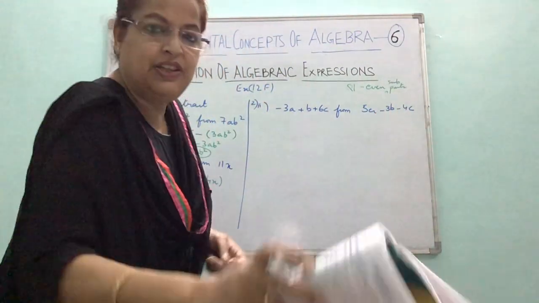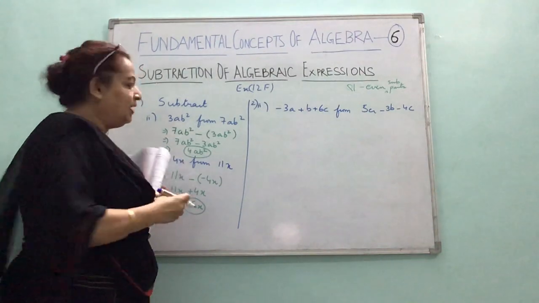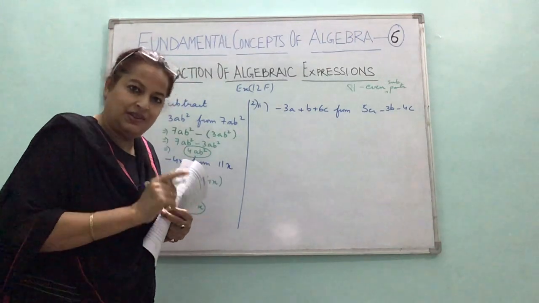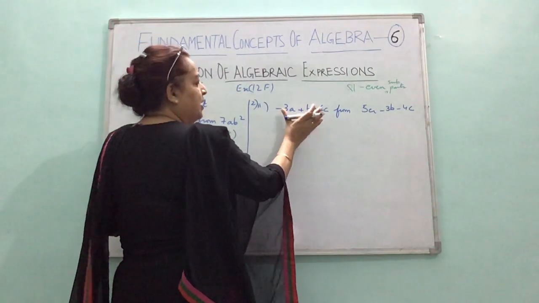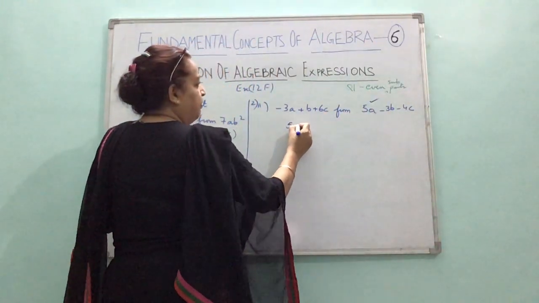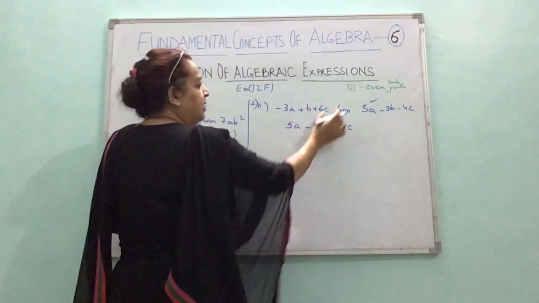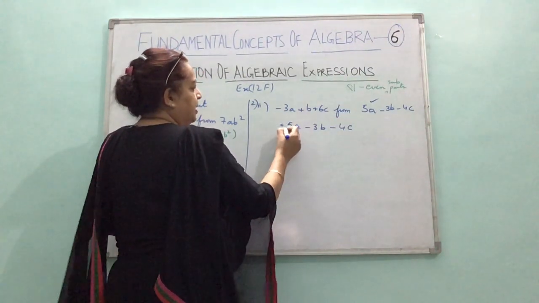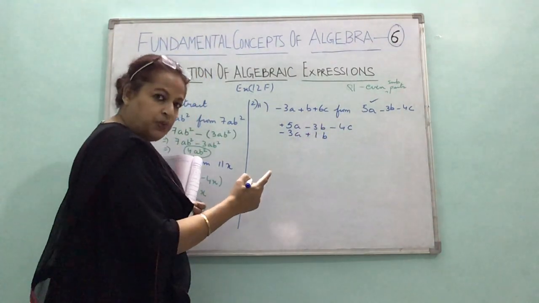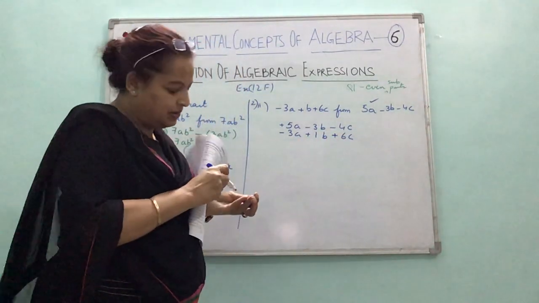Now when there is more than one term, children, see, earlier it was a monomial subtracted from a monomial, and we did it in a single line. With more than one term, we will go by the column method, children. Now this expression is to be subtracted from this, so this would be written first: 5a minus 3b minus 4c. And now like term underneath like term. With the sign, 3a, you put 1 in the beginning so that you remember that. Plus 6c. Now the important part.